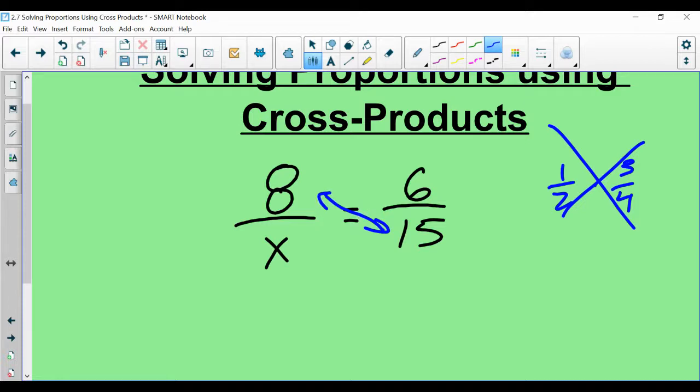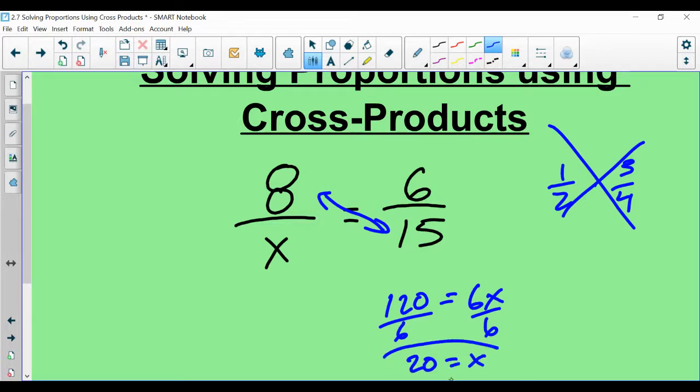8 times 15 is 120, and 6 times x is 6x. I want to solve for x. We know what's happening to x. It's being multiplied by 6. The way to undo a multiply by 6 is to divide by 6. When you do it to one side, you have to do it to the other. 120 over 6 is 20, is equal to x.